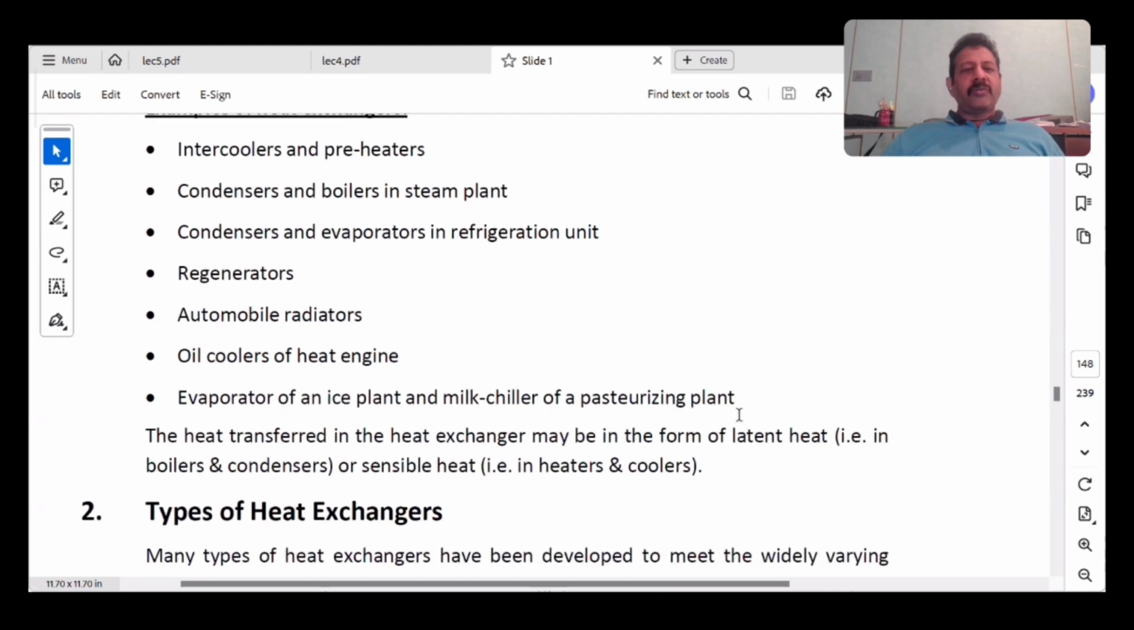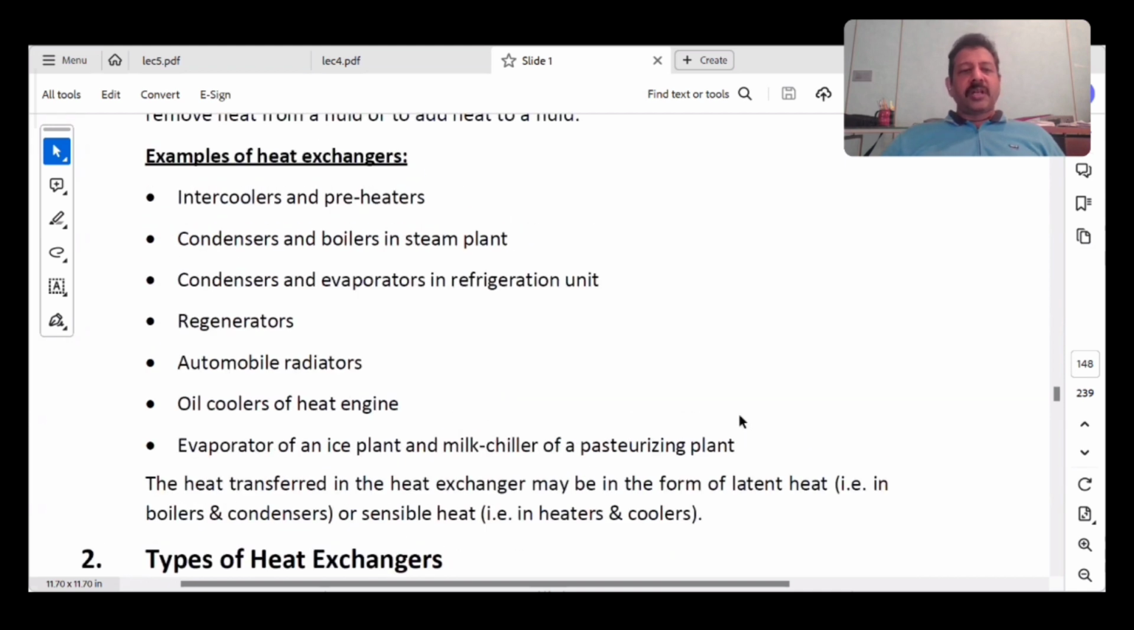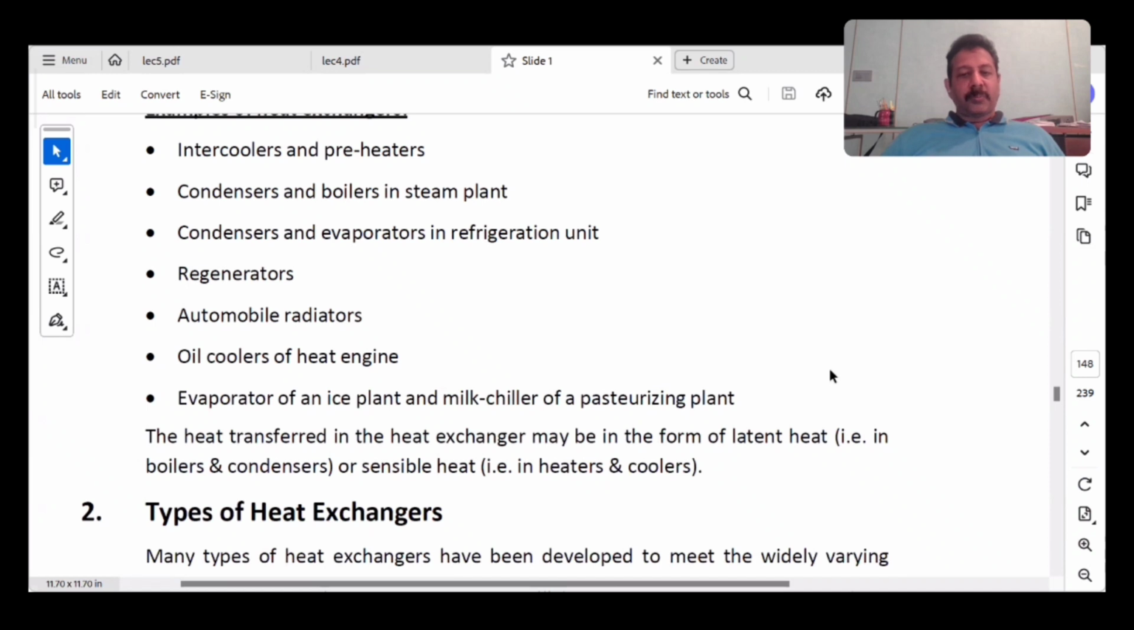Examples: you have intercoolers, preheaters, condensers and boilers, condensers and evaporators in a refrigeration unit, regenerators, automobile radiators, oil coolers of heat engines, the evaporator of an ice plant, and the milk chiller of a pasteurizer. Plenty of examples, not only in process industries, any manufacturing industry will have heat transfer equipment. In fact, in a cooling tower you have simultaneous heat and mass transfer happening.